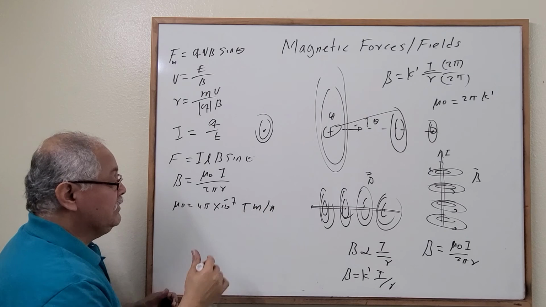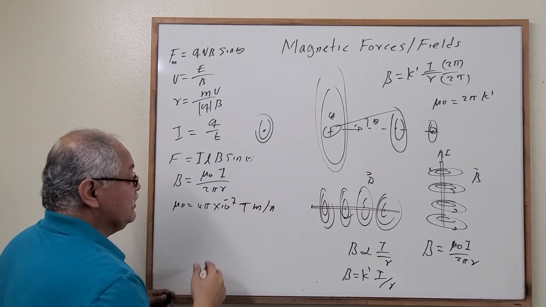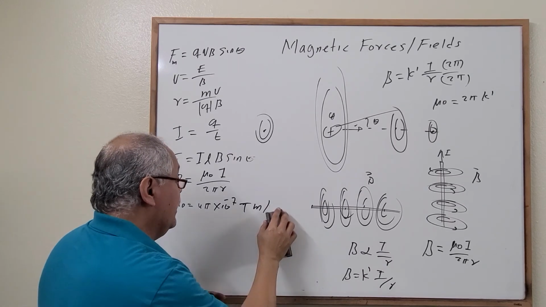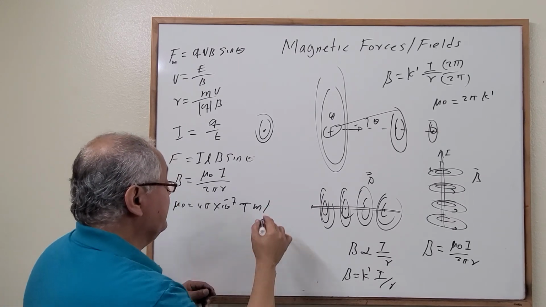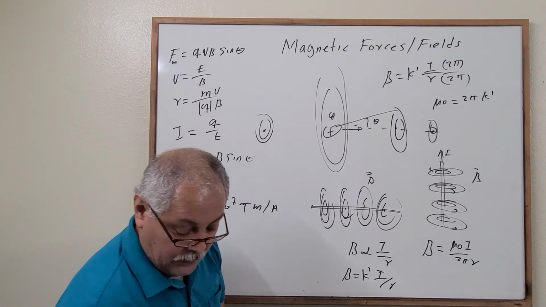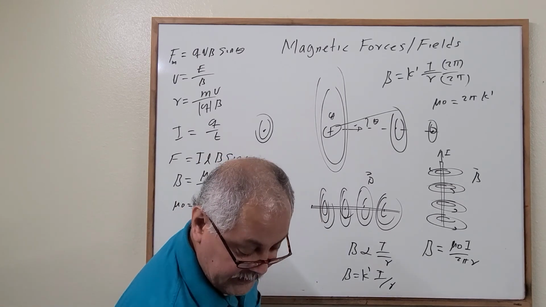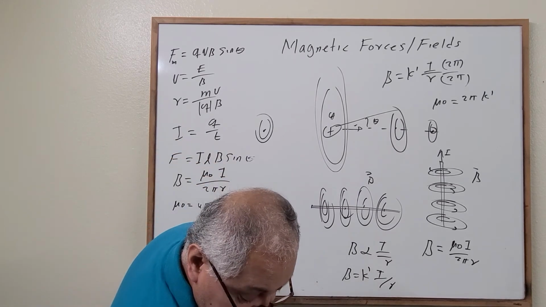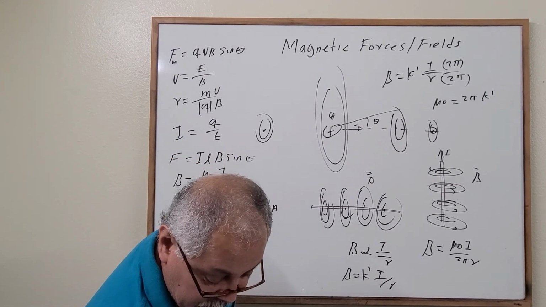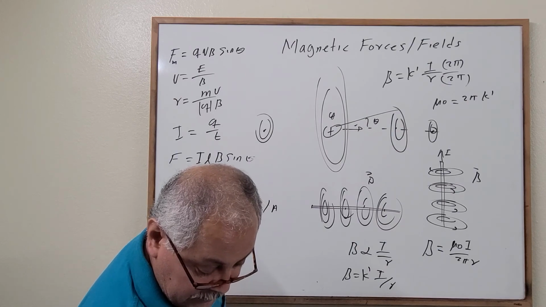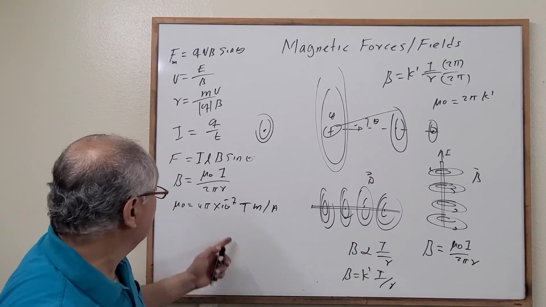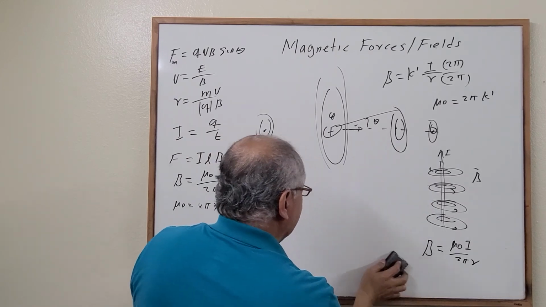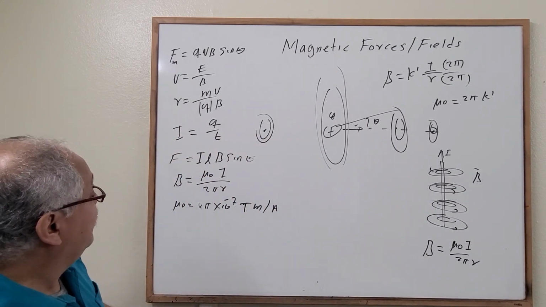Tesla meters per amp. That's going to be the unit for mu naught. Okay, perfect. Let me check that unit. Okay, that's correct. Also, look, Tesla, we mentioned, is the unit for the magnetic field.